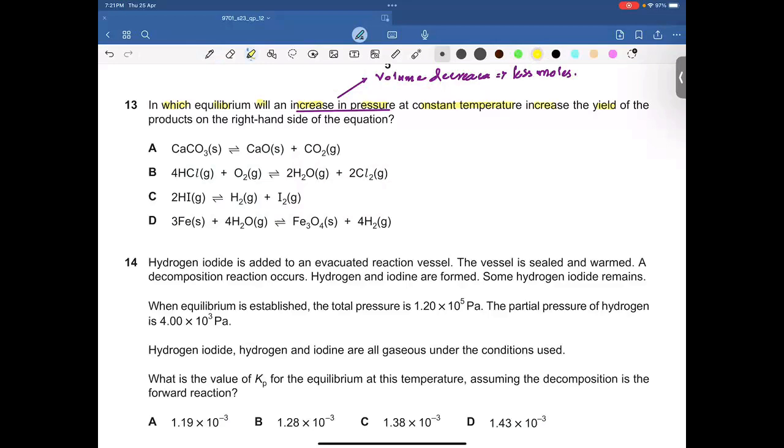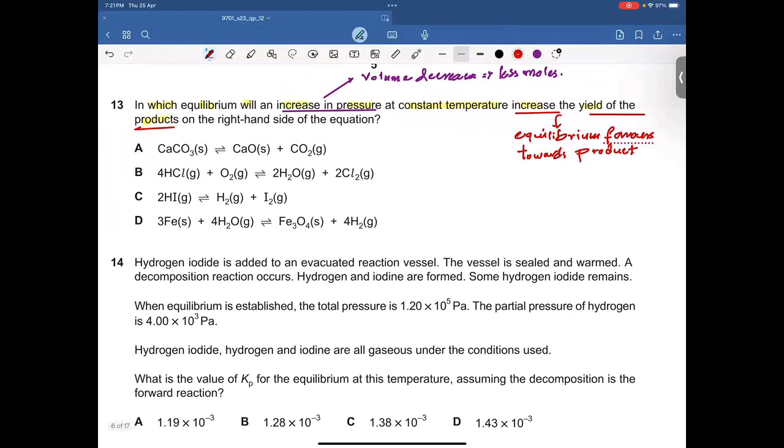Increases the yield of the product. If it increases the yield of the product, then it means equilibrium favors towards right hand side. Right hand side or product side is the same thing. Okay, so let's talk about D first.